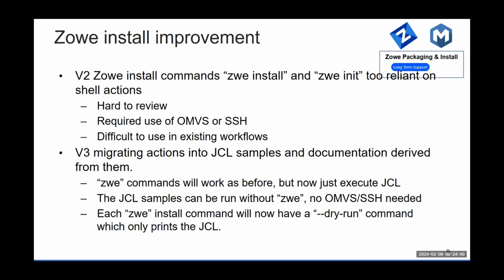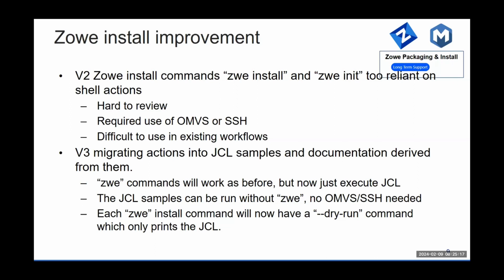So what we want to do here is not a breaking change. We're going to make JCL samples and have ZWE use them. So the ZWE commands will do the same actions as before, but now the actions are going to be in the form of submitting jobs. And these jobs will exist at rest in JCL samples, and you can review them, customize them. You can run whatever you need to do without ZWE at all if you so choose.